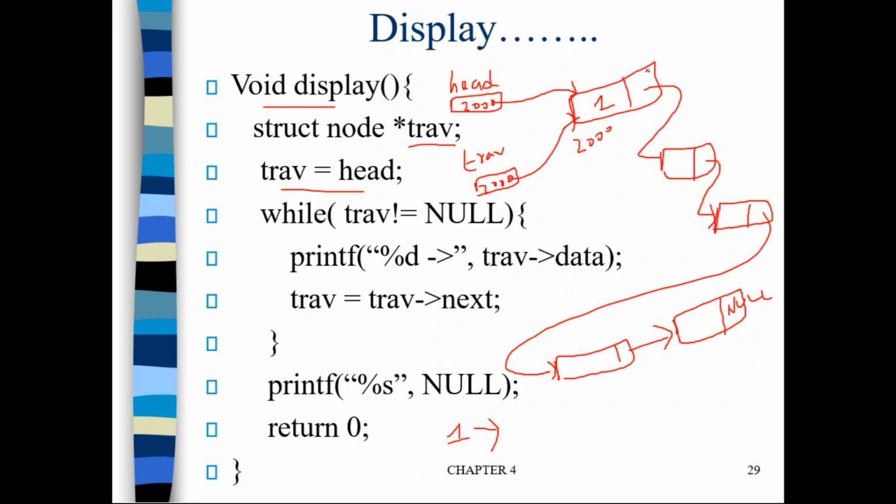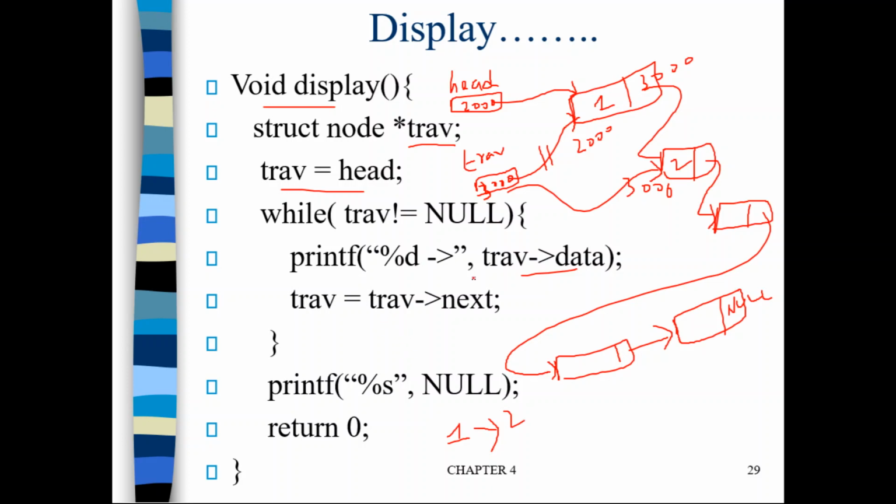Traverse arrow next means where this is pointing, say this is pointing to the address 3000. Traverse arrow next contains the address 3000. So now traverse will become 3000. It's no more 2000, it is 3000. So currently traverse is now pointing to the second node. Again we check, is it null? No, it's not null. Then display the data part. What will be its data part? 2. So 2 will be displayed.